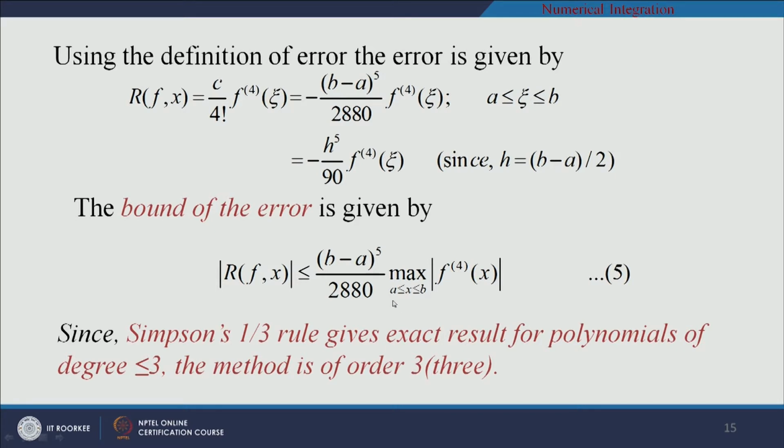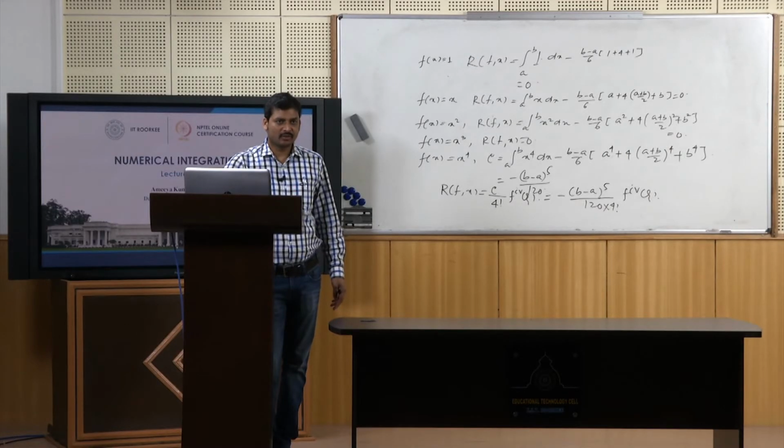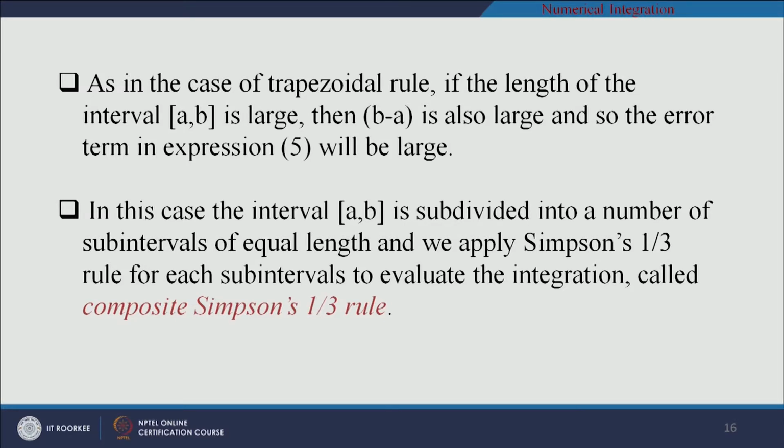Since Simpson's 1 by 3 rule gives the exact result for polynomials of degree less than or equal to 3, the method is said to be of order 3. That is why it is called Simpson's 1 by 3 rule. As in the case of the trapezoidal rule, if the length of the interval AB is large, then b minus a is also large, so the error term in expression 5 is also large. In this case, the interval AB is subdivided into a number of sub intervals of equal length, and we apply Simpson's 1 by 3 rule to each of these sub intervals to evaluate the integration. This is called the Composite Simpson's rule.